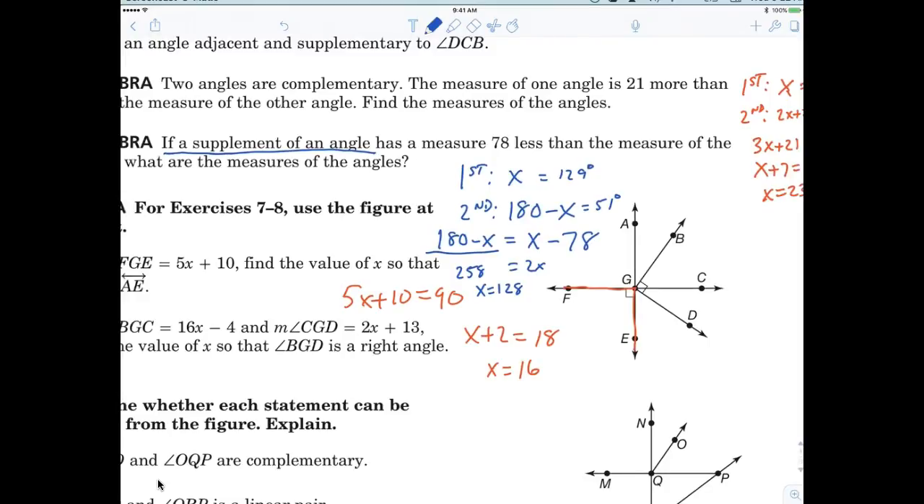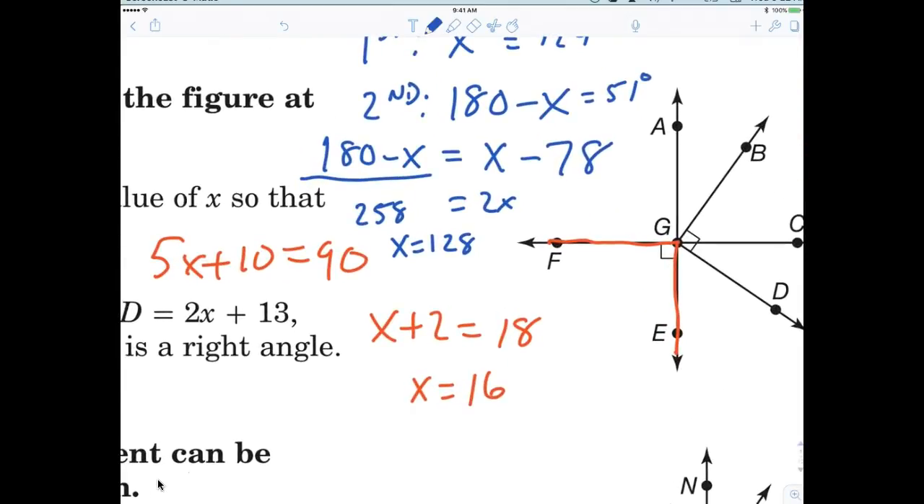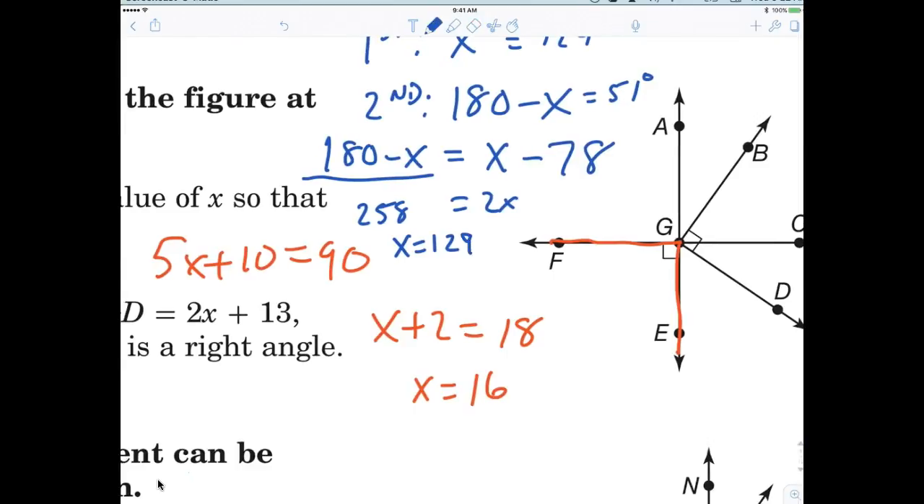Oh, that's because I'm dumb. Because I wrote 128, and I was thinking, I said 129, but I wrote 128. Thank you, that was a good catch. The answer was 129. I just actually wrote 128.